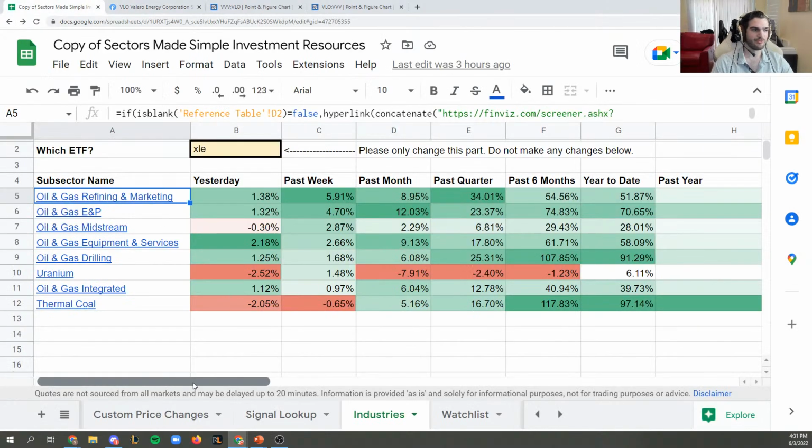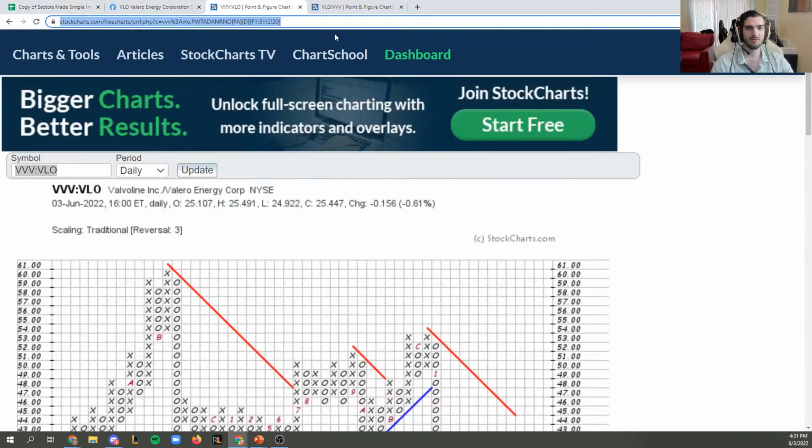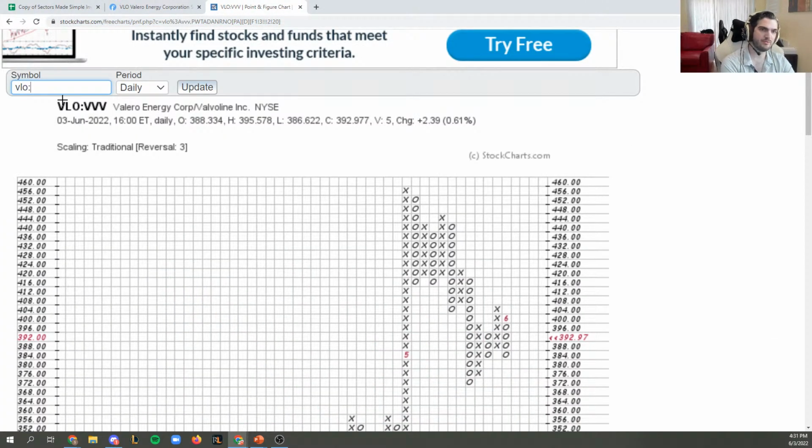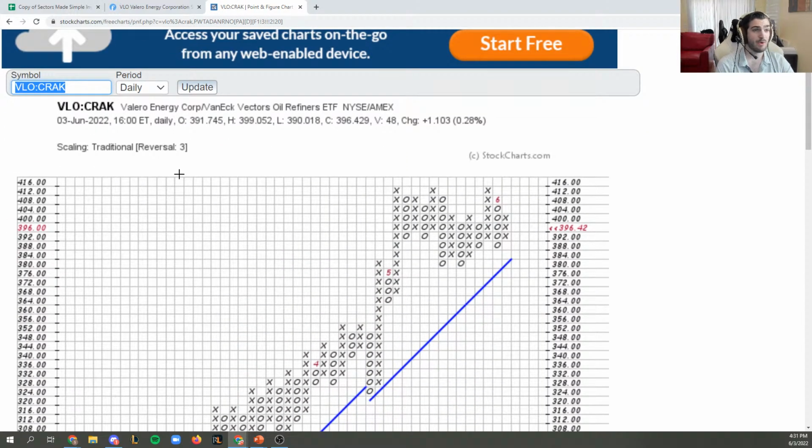Coming back over to this resources spreadsheet, just to keep our lives easy, the closest industry ETF that we have is not marketing, it's just refining. It's going to be the industry ETF CRAK, C-R-A-K. So now we can go over here to stock charts, and we can do VLO compared to CRAK. And what we end up getting is another relative strength chart. In this case, we're now going to be looking at Valero compared to the oil refiners ETF CRAK.